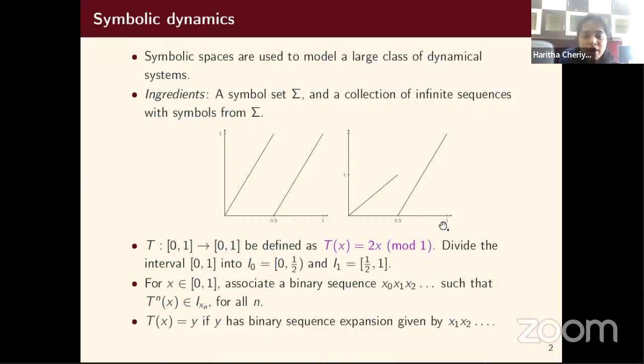For example, if you look at the map on the right-hand side, let's say you divide it into two equal parts as before, first 0 to half and half to 1. Then you can see that none of the points on 0 to 1 are mapped to the interval half to 1. In the sequence expansion setup, that means the letter 0 is never followed by the letter 1, or in other words, the word 0, 1 is always forbidden in the sequence expansion. And that's where the subshifts of finite type are defined, and they're defined precisely this way.